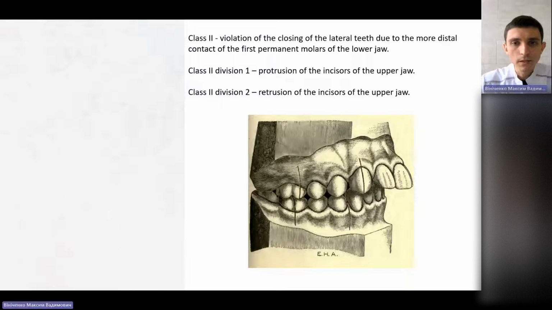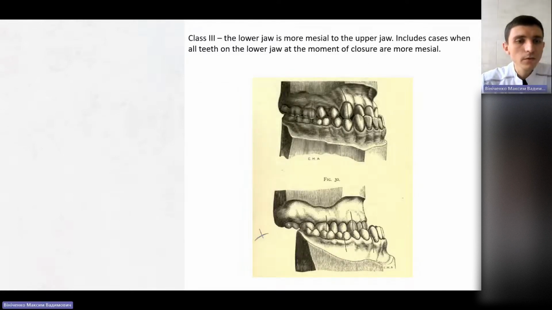There is a space between the frontal upper teeth and frontal lower teeth. The class 3 pathology: in class 3, the lower jaw is more mesial to the upper jaw. It includes cases when all teeth on the lower jaw at the moment of closure are more mesial.